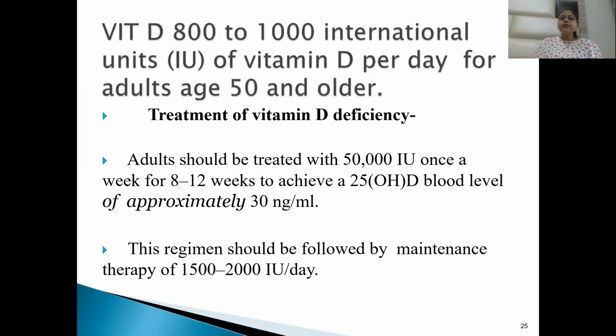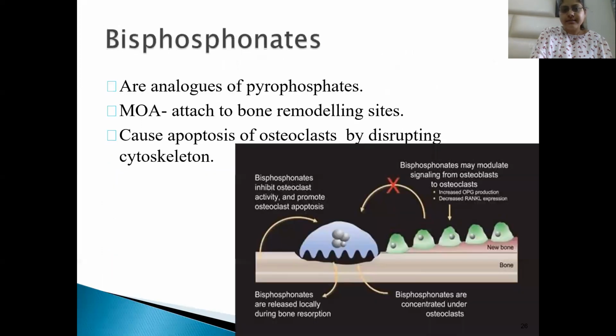Now, vitamin D: 800 to 1000 international units of vitamin D per day for adults age 50 and older. Treatment of vitamin D deficiency: adults should be treated with 50,000 international units once a week for 8 to 12 weeks to achieve a 25-hydroxy vitamin D level of approximately 30 nanogram per ml. This regimen should be followed by maintenance therapy of 1500 to 2000 international units per day.